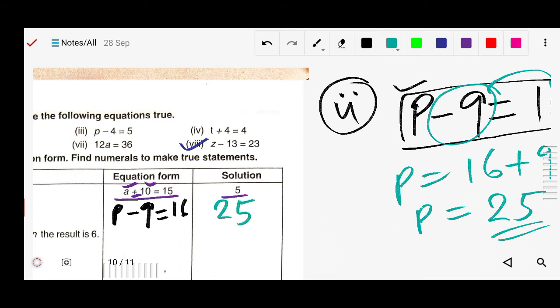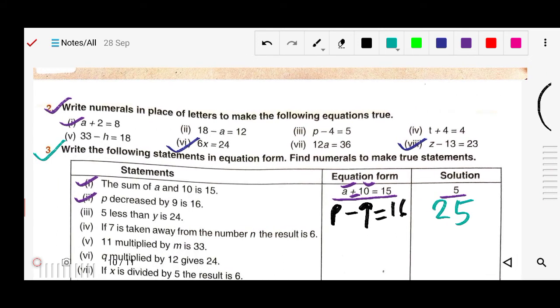So likewise you have to do. Read this expression very carefully, and write it like that. 5 less than y is 24. 5 less than means 5 less than y. So you have to subtract in y minus 5. Same, y minus 5. You can write here y minus 5, and that is 24. Then after that you have to find the value of y.